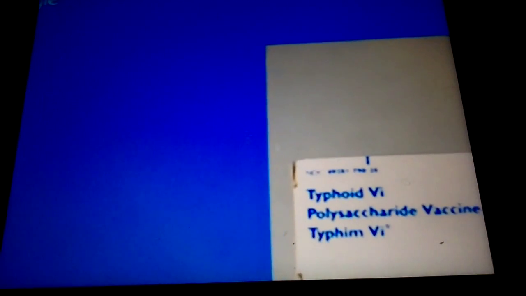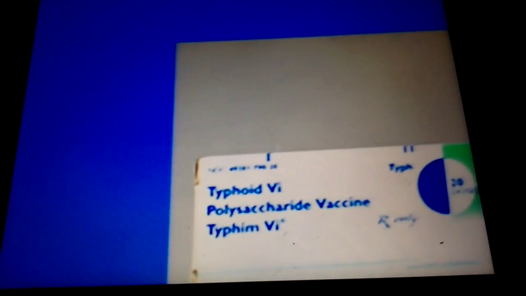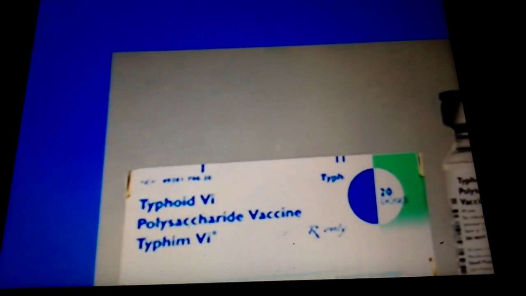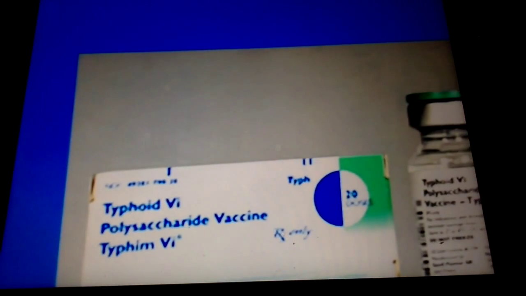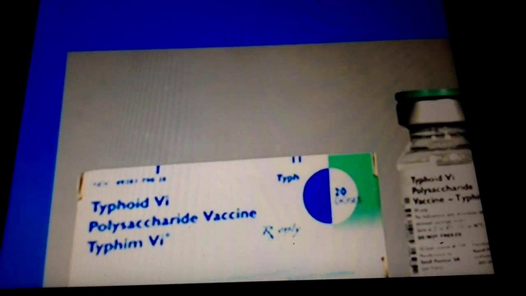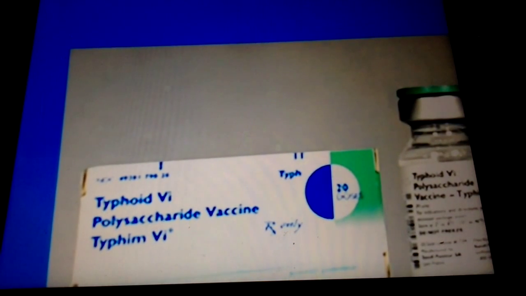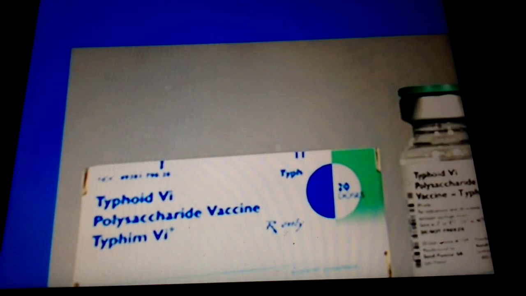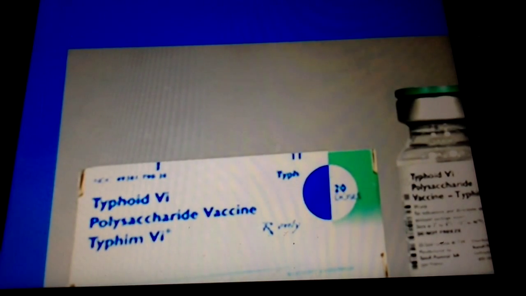The second vaccine is ViCPS. It is also an artificial immunity. It is an injection, but you only need one. It has to be given 2 weeks prior to the trip. It can last for 2 years, and it needs a booster every 2 years as well.